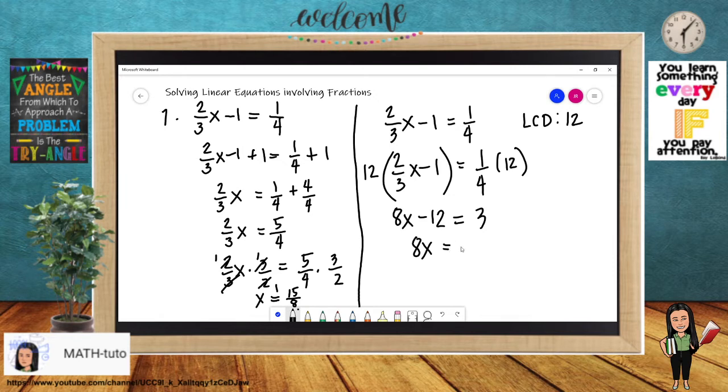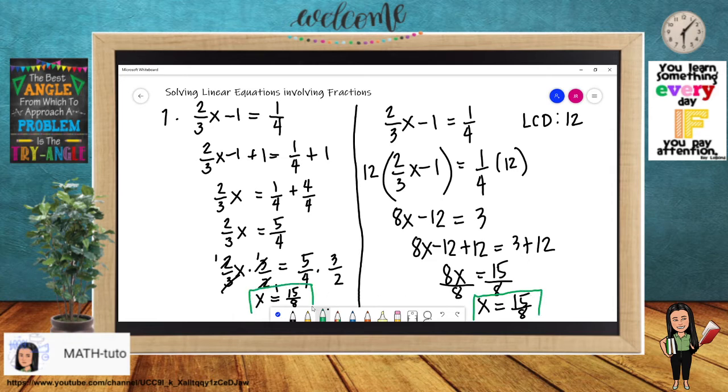8x minus 12 plus 12 equal to 3 plus 12. 8x equal to 15. Divide both sides by 8. X is 15 over 8, which is the same as what we have solved a while ago. Gamit na lang ako ng ibang color. Yan. Same as our answer here, which is 15 over 8.